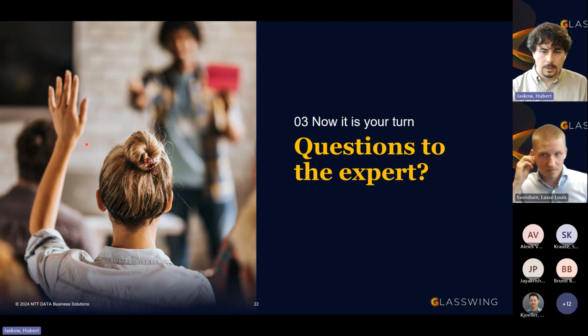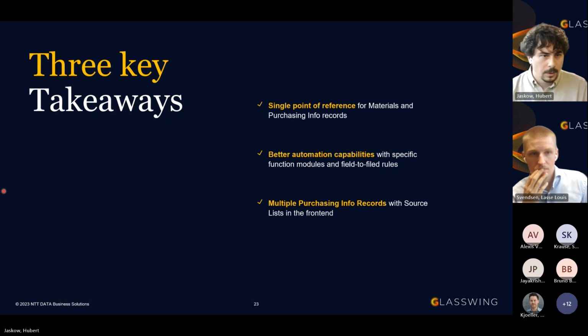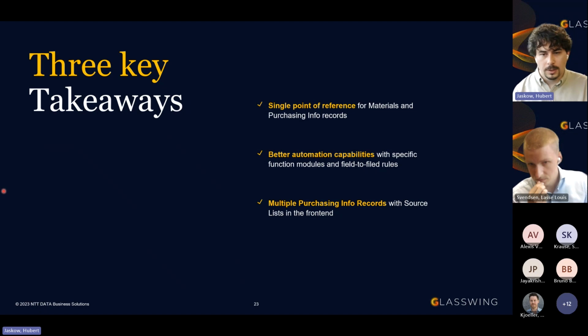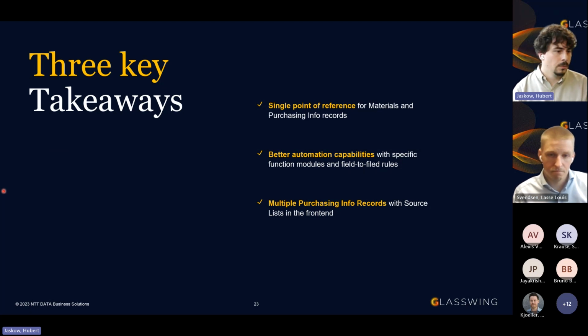Okay, well, in that case, to sum up, we have 3 key takeaways. It is a single point of reference for materials and purchasing info records and source lists as well as an adjoining object. We have better automation capabilities with specific function modules and field-to-field rules so that you can make more dependencies and go through many different scenarios like that, because automation is great, but I think in this solution you're much more flexible with your exceptions.